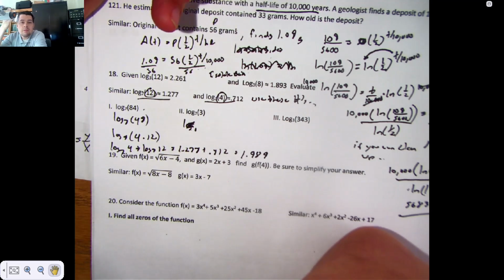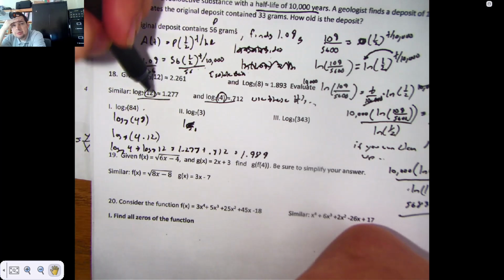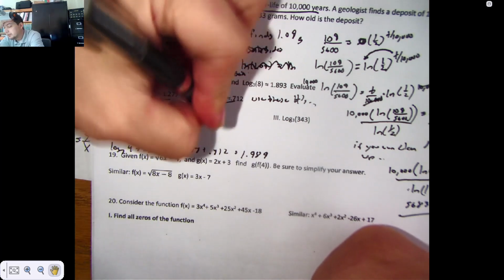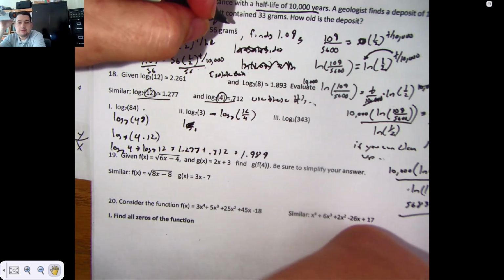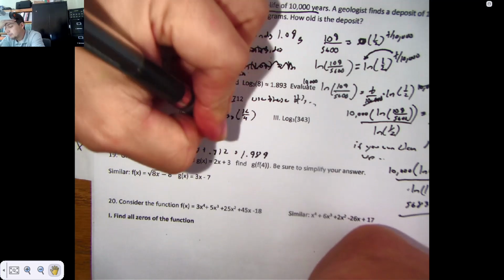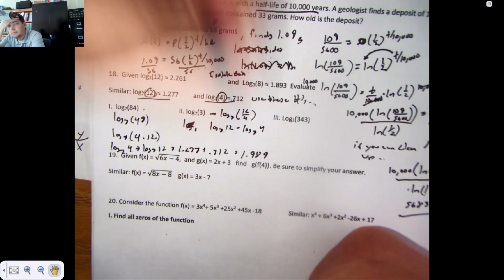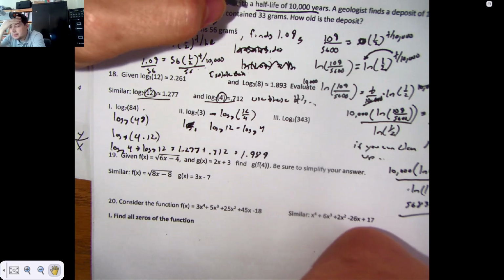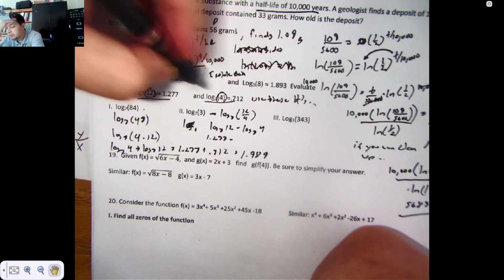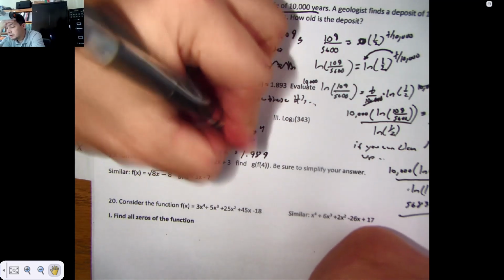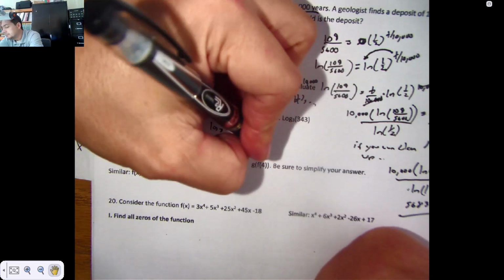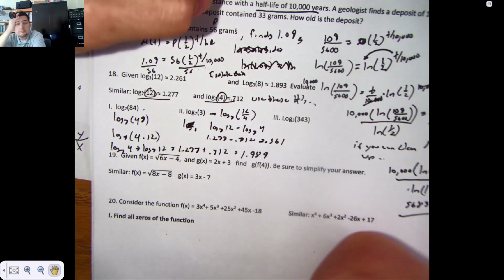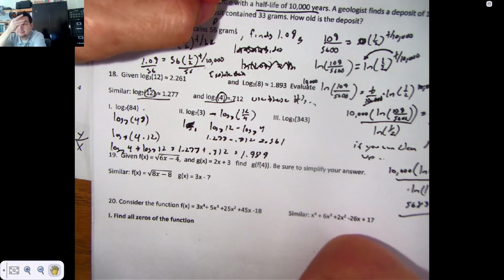That's not hard. How do I make a 3 with a 12 and a 4? That's log base 7 of 12 over 4. We break apart division with subtraction, and then we plug stuff in. So log base 7 of 12 is 1.277. We're going to take away 0.712. What's that going to give us? 0.561. I feel like that's right.